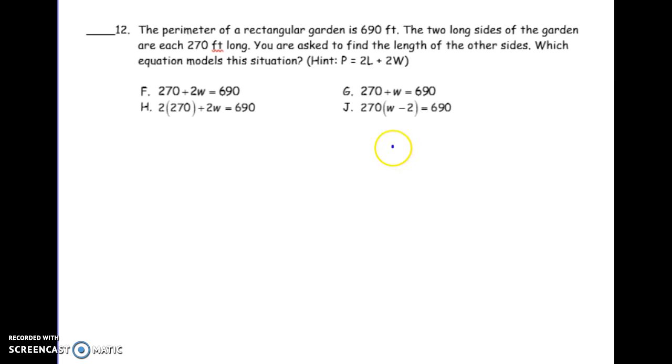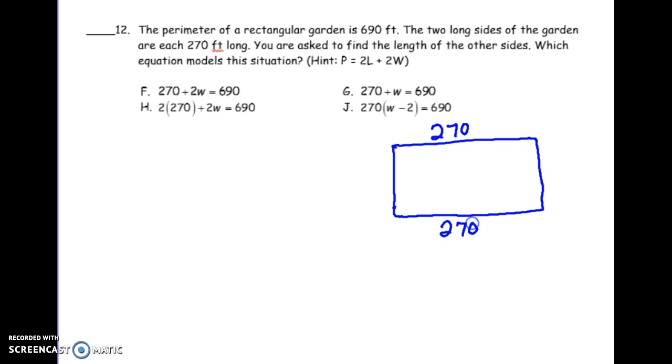So anytime I have a perimeter problem or a rectangle, I like to draw a picture. So I'm going to draw a picture of a rectangle. This is my garden. The two long sides of the garden are 270 feet long. So this is 270 and this is 270 feet. Okay, you are asked to find the length of the other sides. Which equation models this situation? So we need to know the width, which is here, and the width is here.